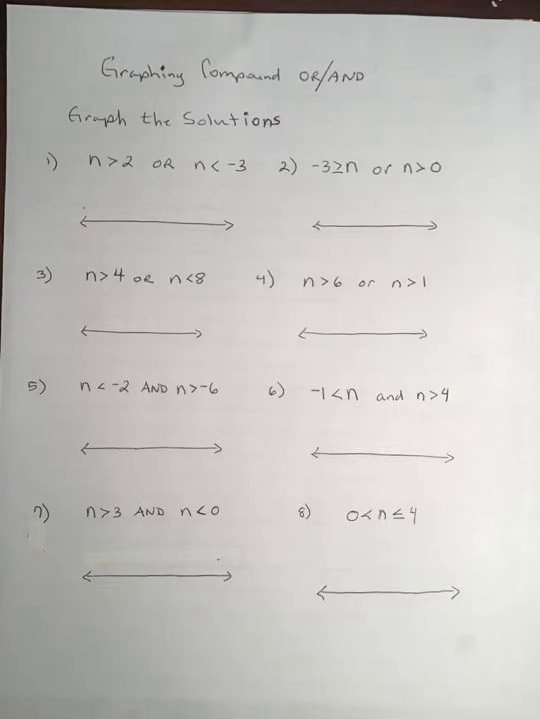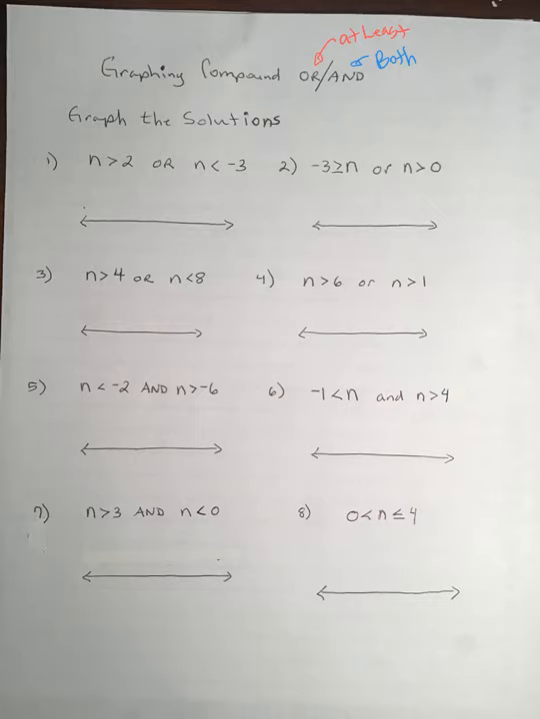Okay, so today I want to go over graphing compound ors or ands. Remember, for a compound or, it only has to work for at least one of the inequalities. For an and, it must work for both of the inequalities, right? So there's two different ways you can graph. I'm going to go over a couple different ways, and you can choose which method you like.